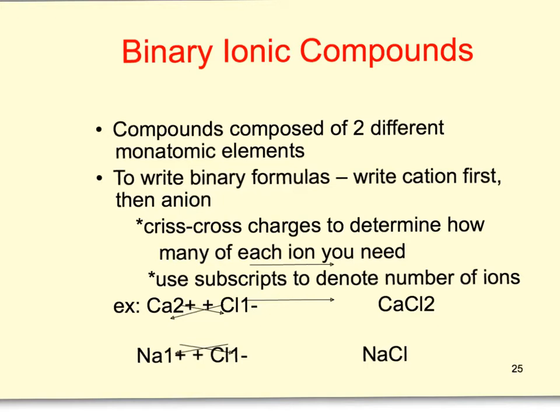Now let's look at another example here. Here we have sodium and we have chlorine. We write sodium first, it is our cation. We write chlorine second, it is our anion. Sodium has a +1, chlorine has a -1. We will ignore the plus and the minus. Now we'll take this one, crisscross it here, take this one, crisscross it here. So we would get Na1Cl1. We do not need to write the ones, so we would get NaCl.